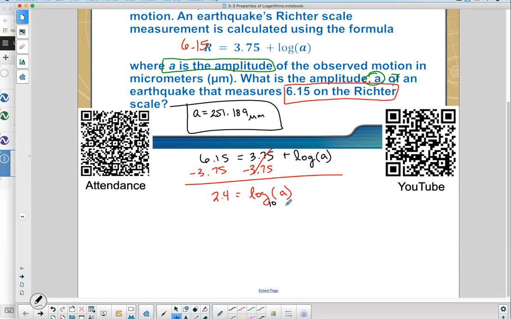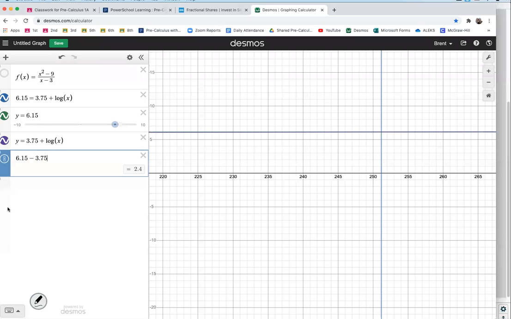The way you solve a logarithm, once the log is isolated, is you convert it to exponential. So remember, the base always comes first. So it'd be 10, and then you switch these two. So instead of 10 raised to the A, it becomes 10 raised to the 2.4 equals A. And that right there, if we type in the calculator, should give us this same exact answer. 10 to the power of 2.4 is 251.189.